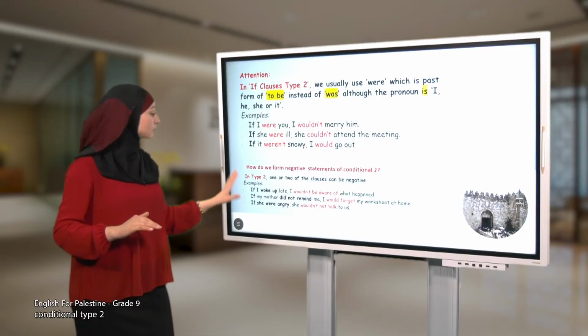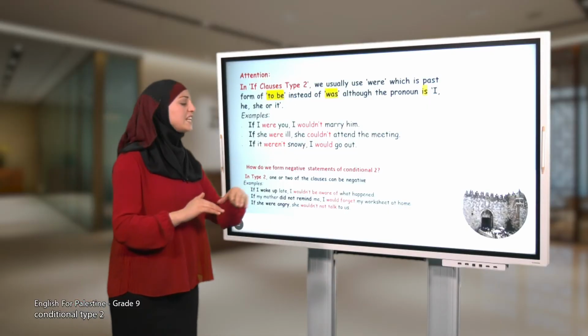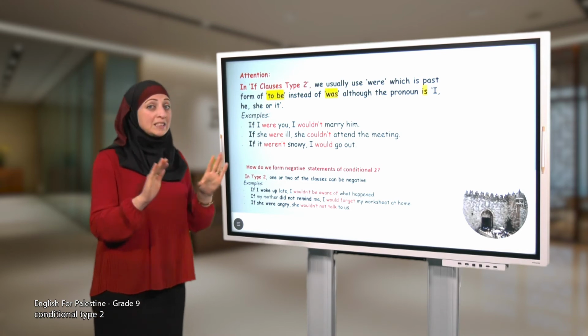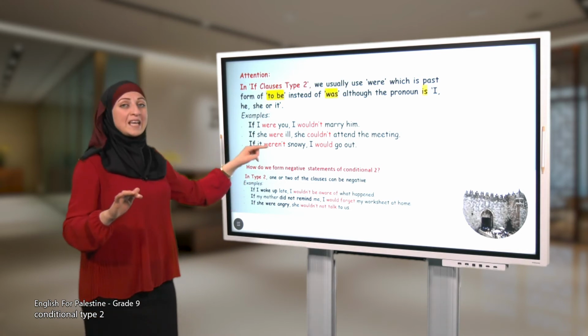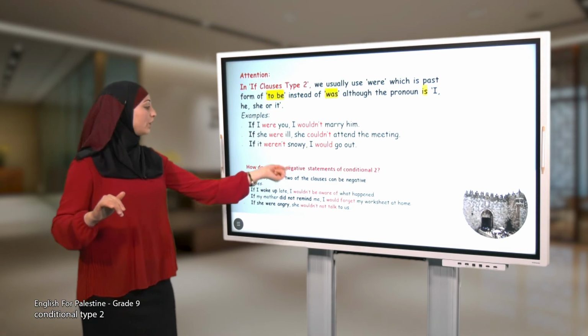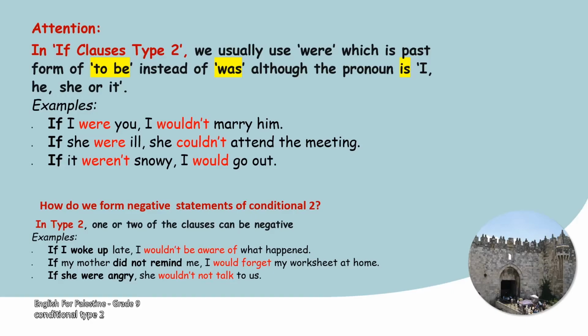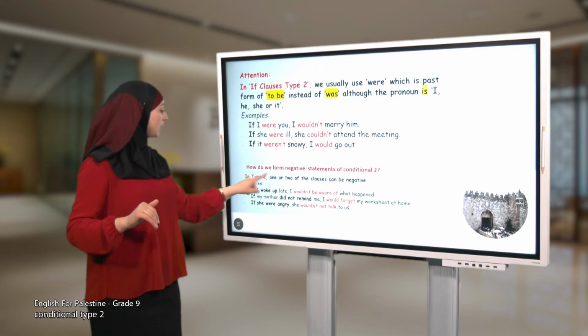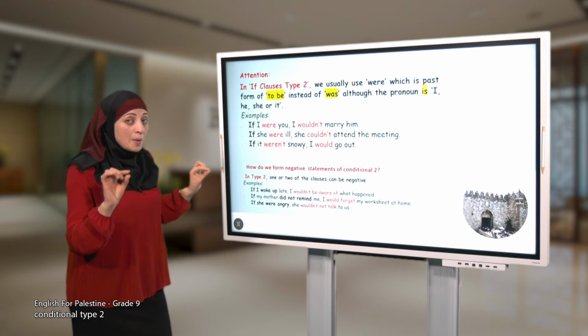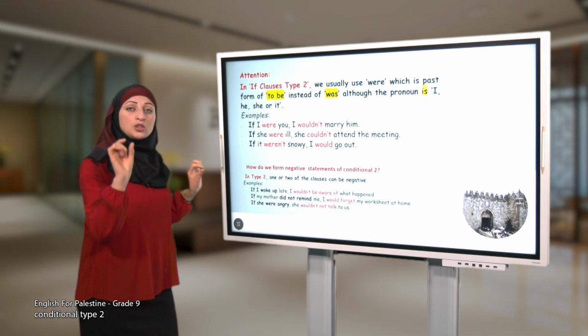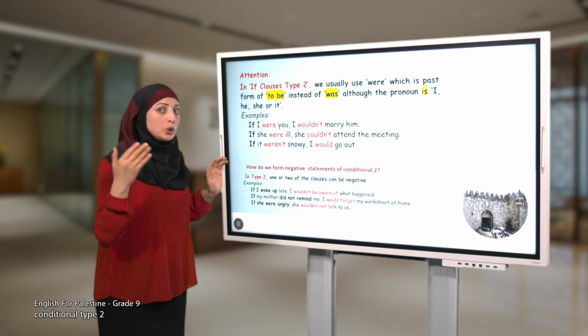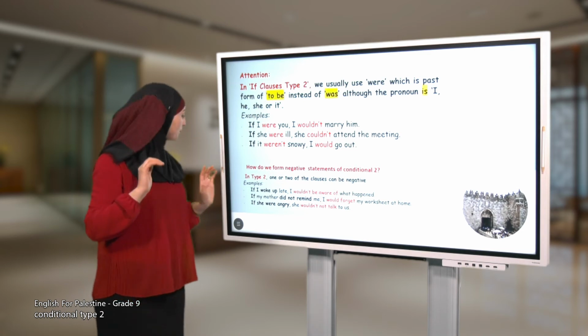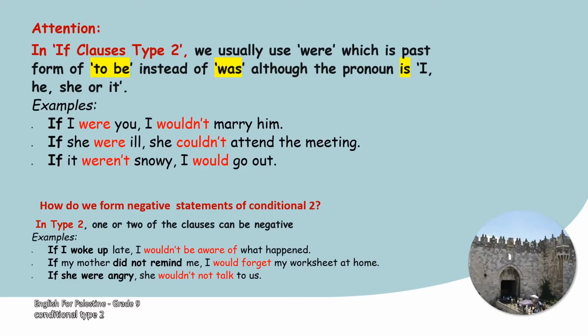Let's continue. How do we form negative statements of conditional type 2? It's easy. If I want to negate the sentences, I will use the following rule. If I woke up late, I wouldn't be aware of what happened. Here, I negate the main clause using not with the modal verb, wouldn't, couldn't, might not, etc.